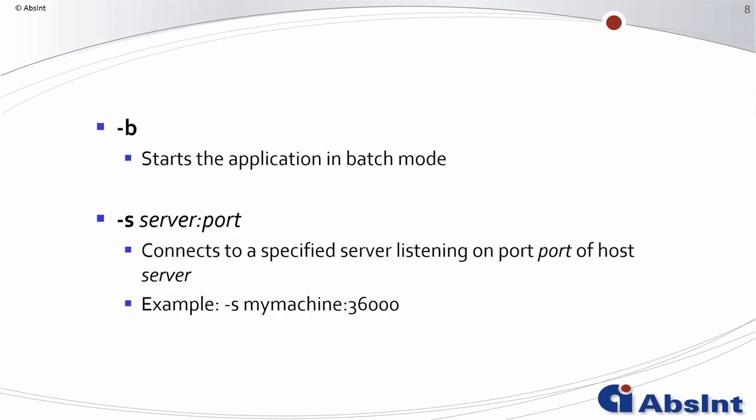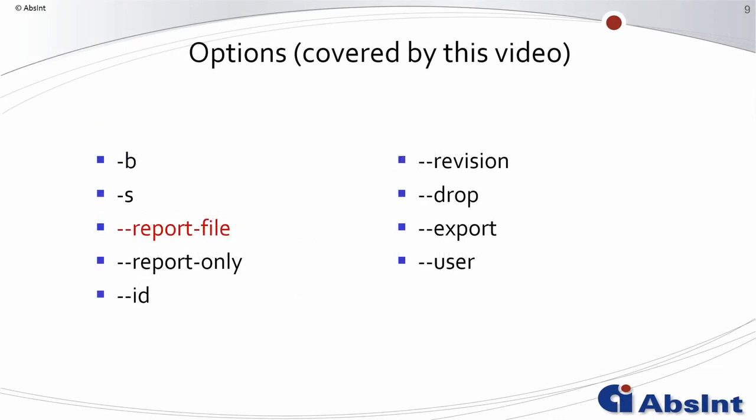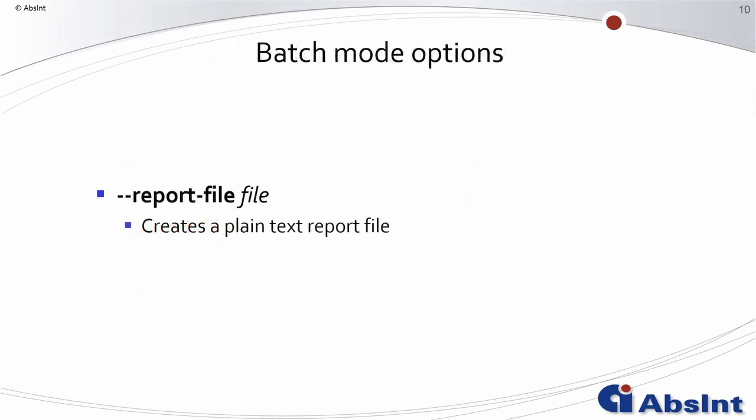With -b, you start the application in batch mode. Using -s, server name : port number, you specify the server which is used for the analysis with its corresponding port number. Using the batch mode option --report file, you can create a plain text report file which contains all analysis information. As I said before, we highly recommend to always use this option when using the batch mode to have feedback even if there's an error performing the analysis.